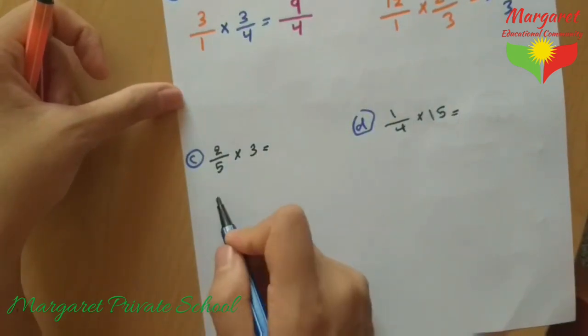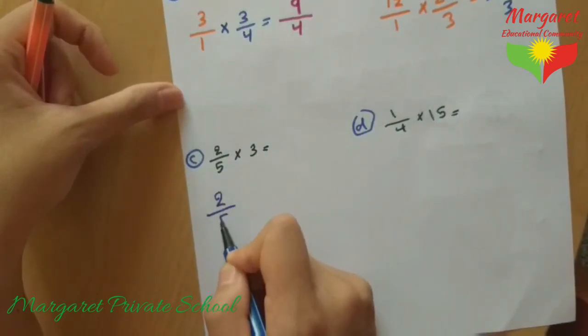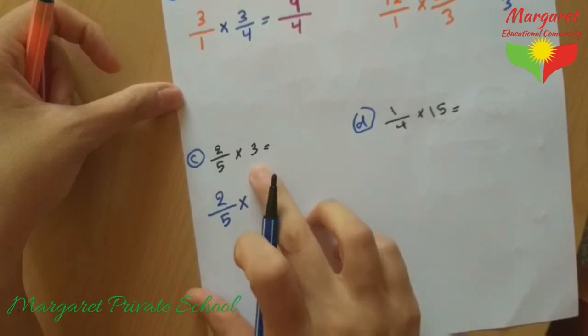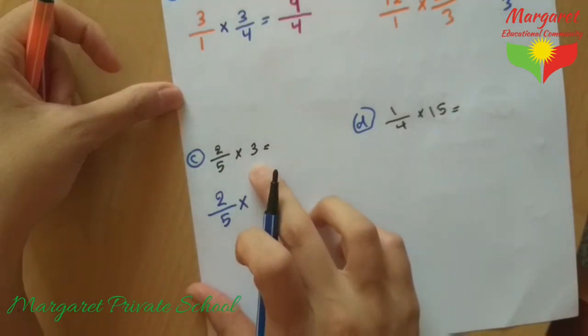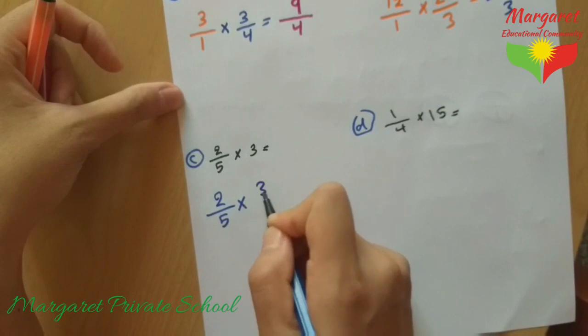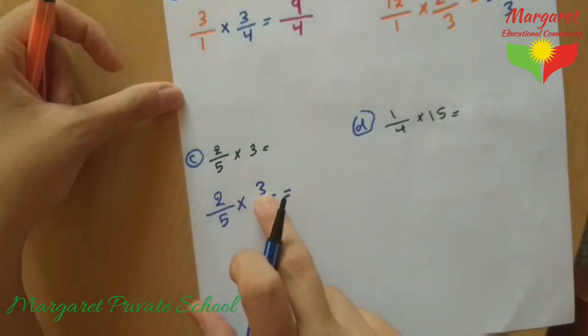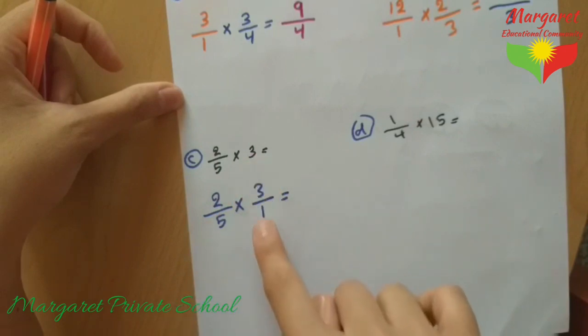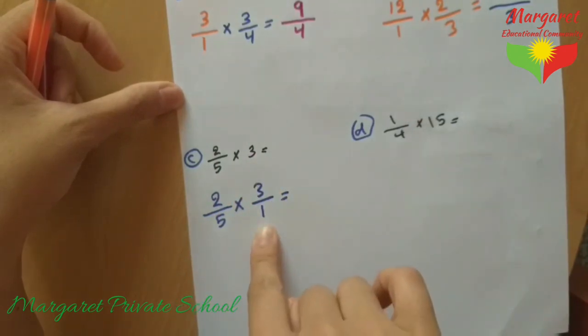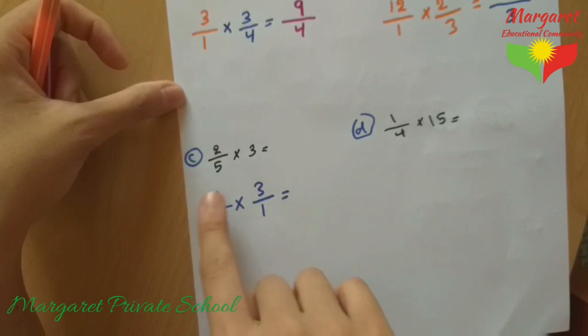By the same way, write 2 out of 5 times, for the whole number you must write the denominator number 1. 2 times 3.